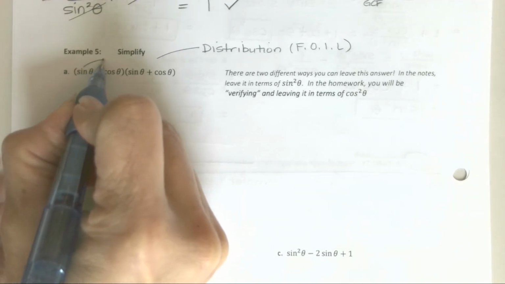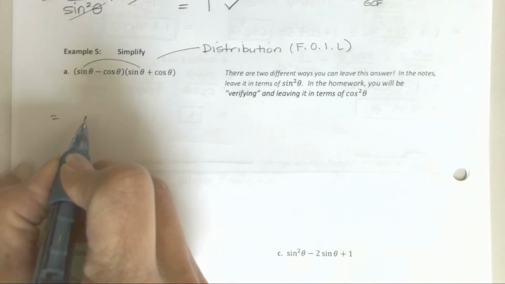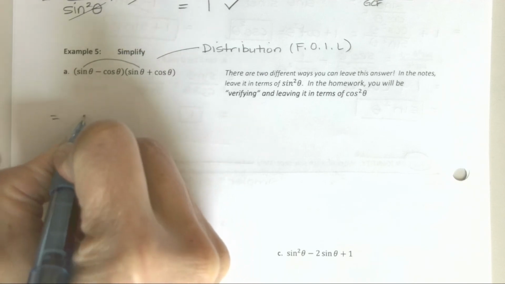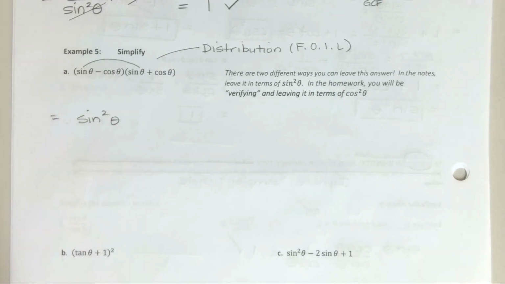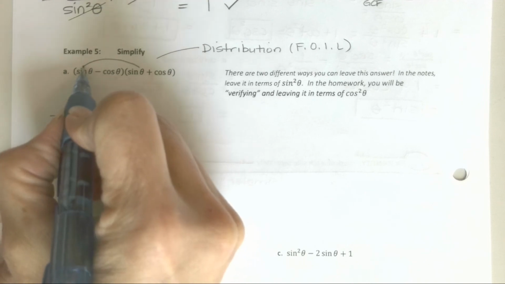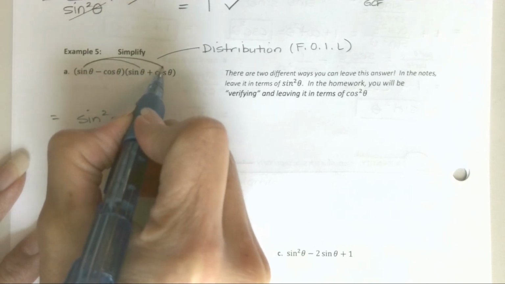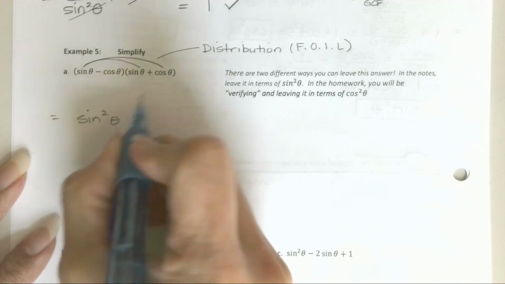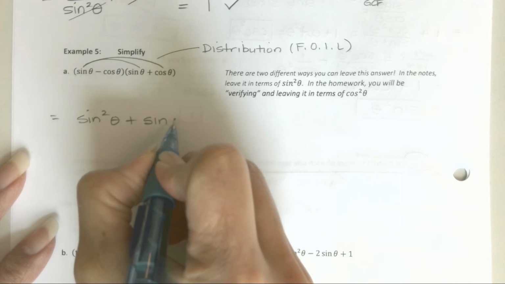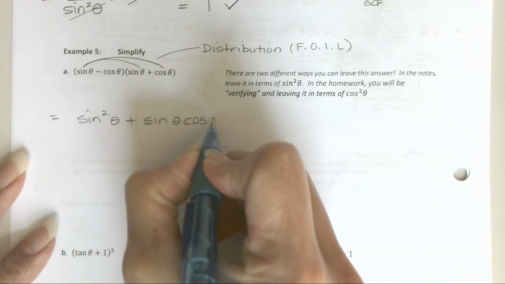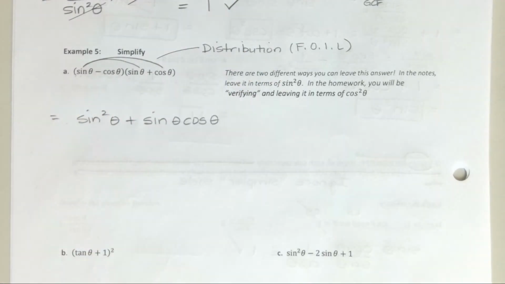Let's multiply sine times sine, and what would you get there? Sine squared. So when you start multiplying, you'll notice that your parentheses disappear. That's the whole intent of distribution. And then we multiply sine times cosine because you're multiplying the outer terms. When you multiply 2 distinct terms, you just put them side by side. Since they were both positive, we'll put plus sine theta cosine theta. So that's the first, the outer.